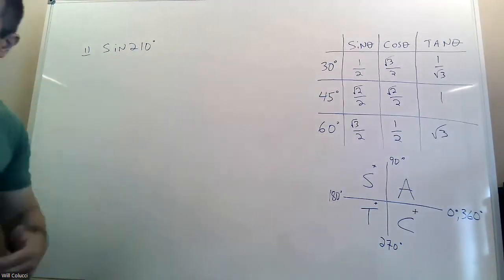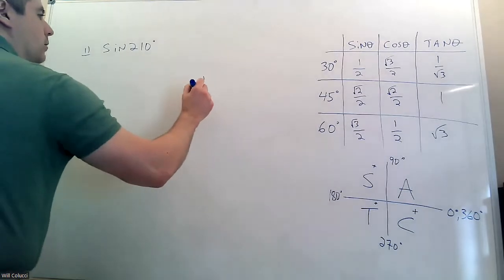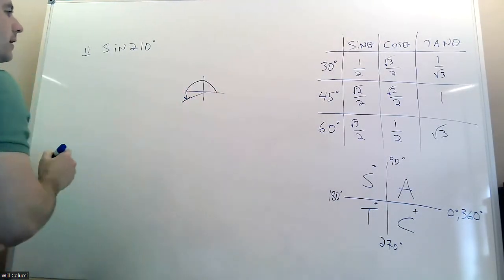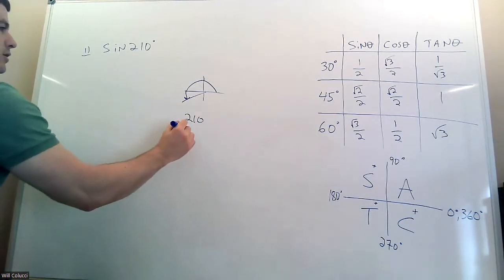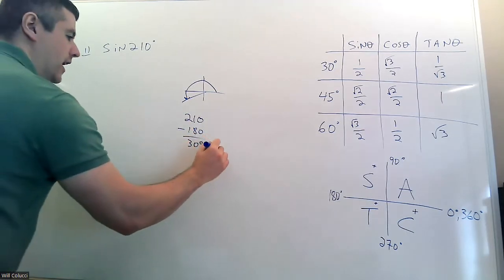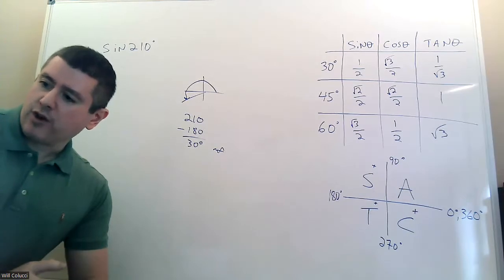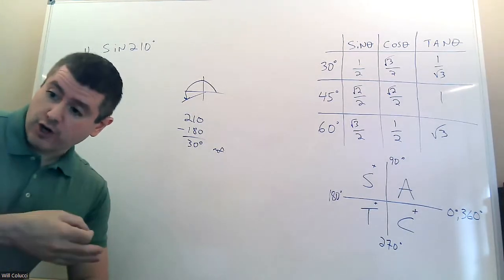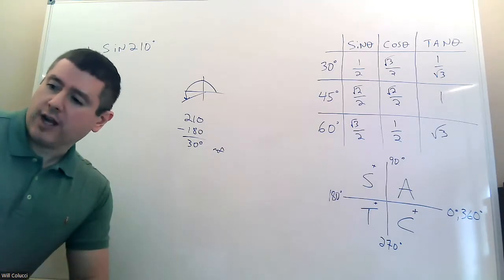So when I want to do sine 210, I got to figure out where it landed and what the reference angle is. So to draw 210, you go 90, 180, boom, it's over here somewhere. When you land in quadrant 3, you take the angle and you subtract 180. That's 30. So this is my reference angle. As I said in class, this does not mean that 210 and 30 are the same angle. They are clearly not the same angle.